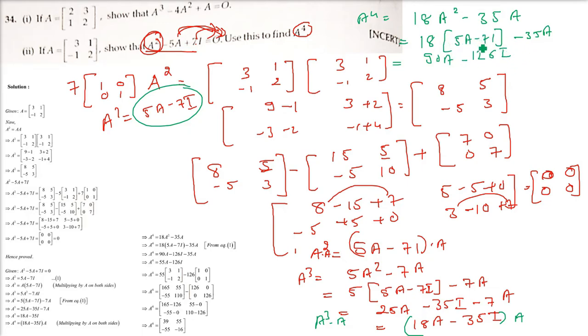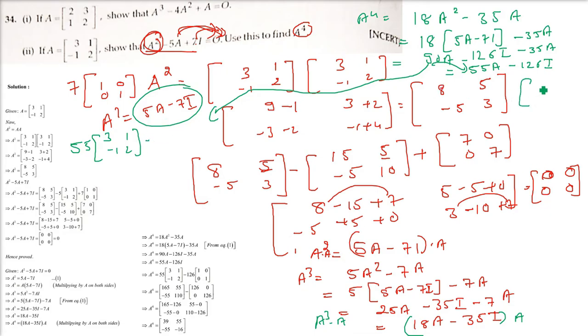So when we do 90a minus 35a, what will it be? It will be 55a minus 126I. This is your A to the power 4, but still things are not over, because you have to replace. A is already given, no? 55 into A is what? 3, 1, negative 1, 2. And minus 126 into I. What is I? 1001. Multiply this by 126 and put it in here. It will be 126, 0, 0, 126.